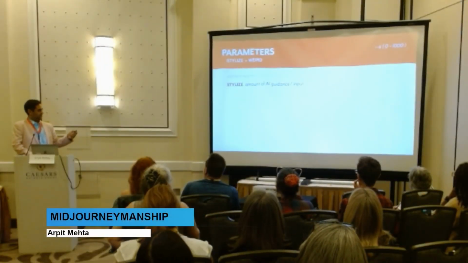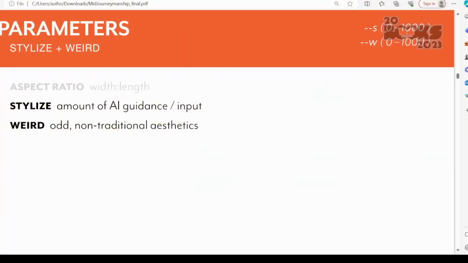Stylize. The default for stylize is 100. So if you enter a prompt in, it's automatically going to be add style or stylize 100. You can go up to 1,000. So for these, 0 to 1,000 is the range that it'll allow you to input. And then they have weird, which is the way they describe it is odd, non-traditional aesthetics. Same thing, 0 to 1,000.